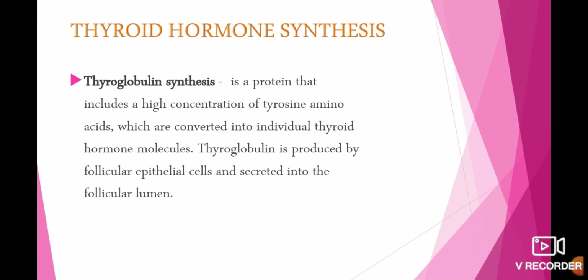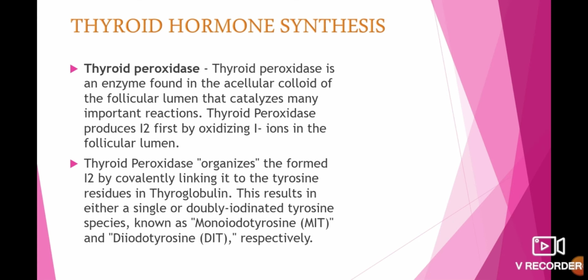Thyroglobulin synthesis: thyroglobulin is a protein that includes a high concentration of tyrosine amino acids, which are converted into individual thyroid hormone molecules. Thyroglobulin is produced by follicular epithelial cells and secreted into the follicular lumen. Thyroid peroxidase is an enzyme found in the acellular colloid of the follicular lumen that catalyzes many important reactions.